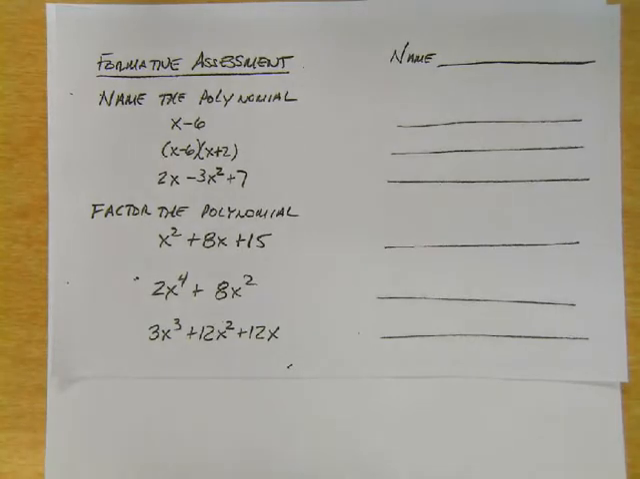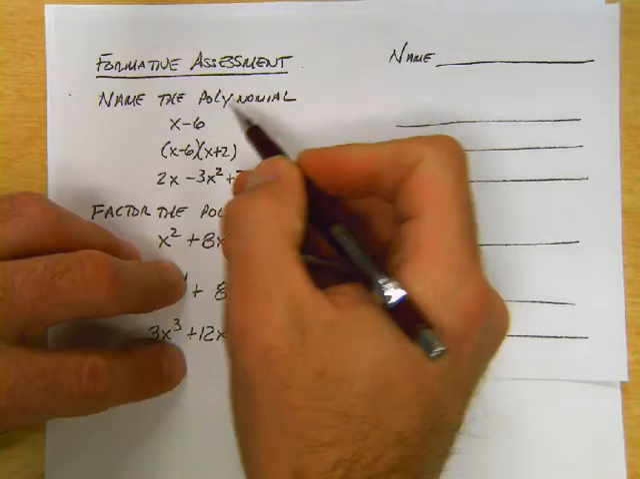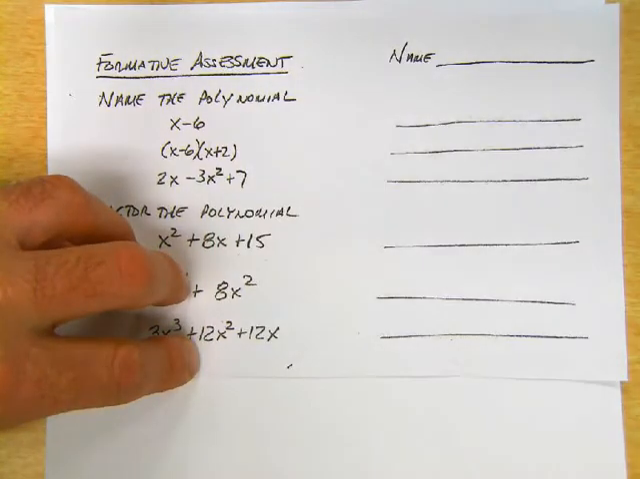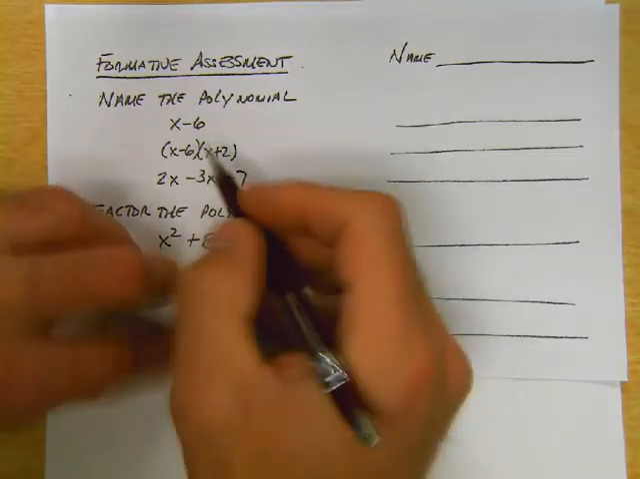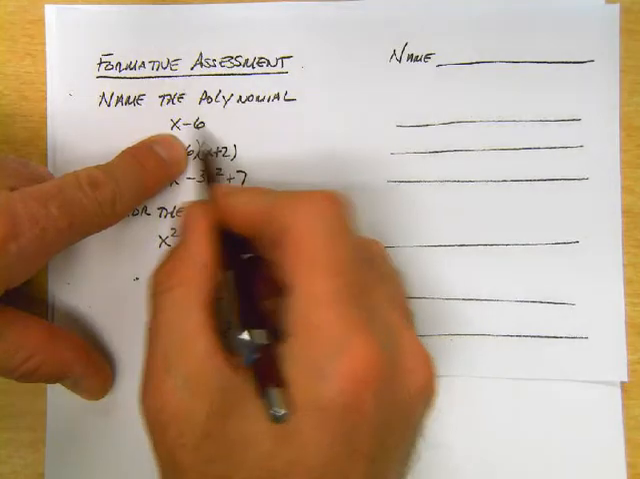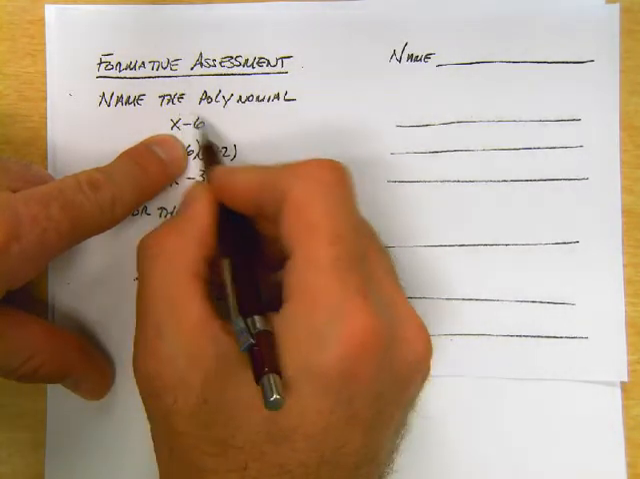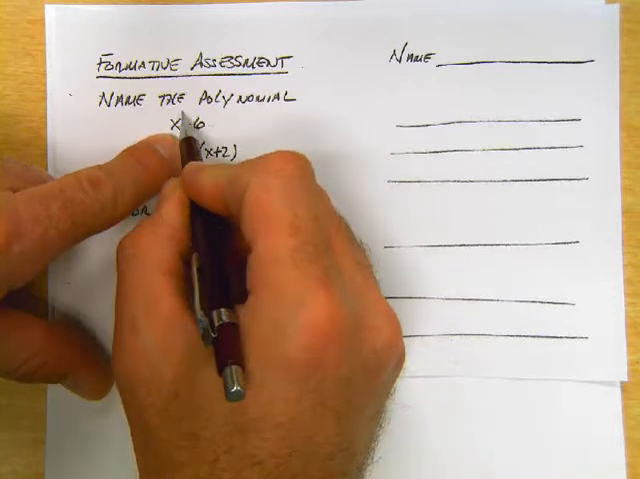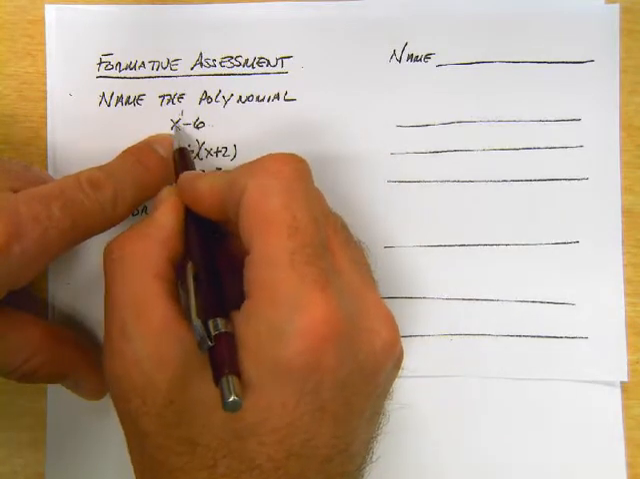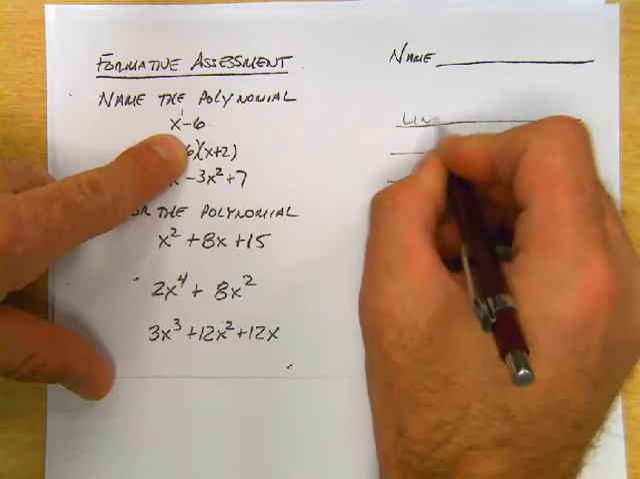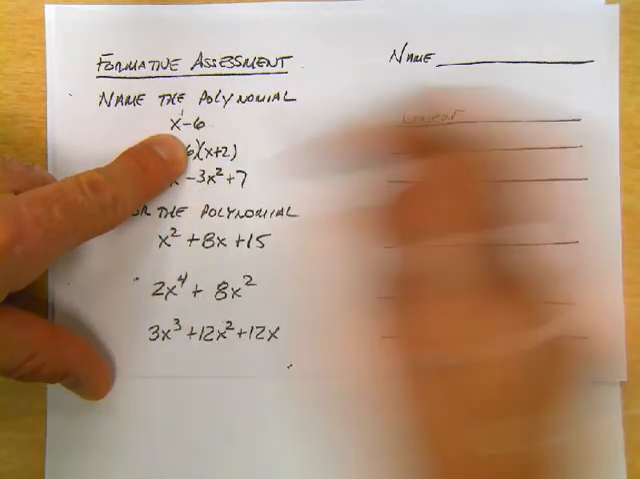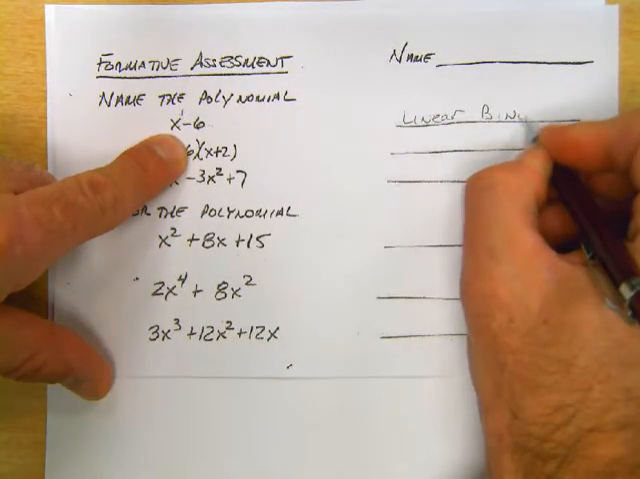All right, so this says name the polynomial. In order to name the polynomial, it has to be in standard form. Is this first one in standard form? It is, because largest to smallest exponents. This is implied that it's a 1, so this would be linear. And then it has two terms, so it is binomial.